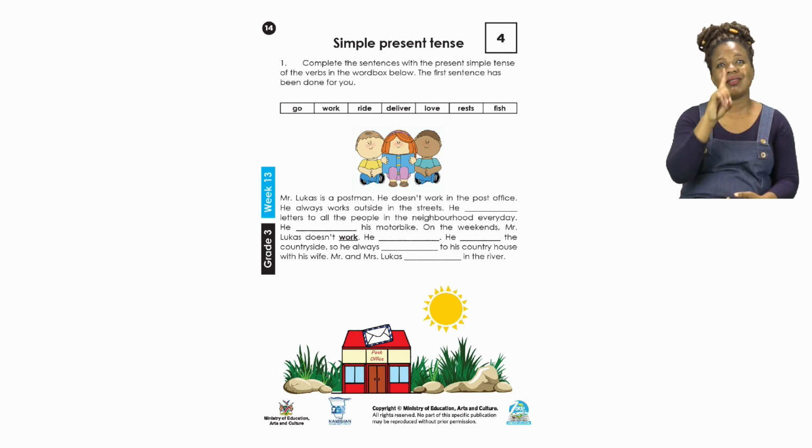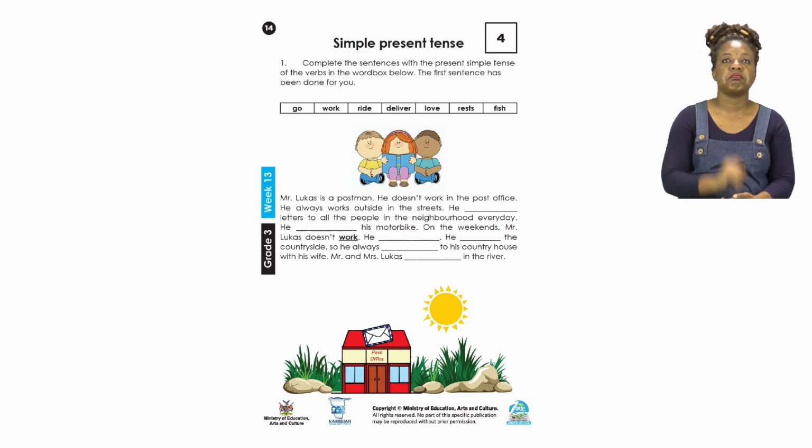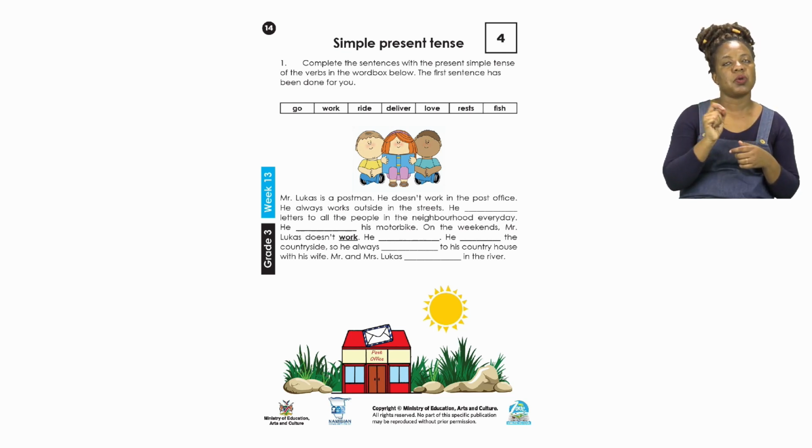Now let's try and put the word delivers in as we read the sentence. He delivers letters to all the people in the neighborhood every day. Well done, everyone. So you are going to write the new word, which is delivers. All you have to do is add an S. Good job, everyone.